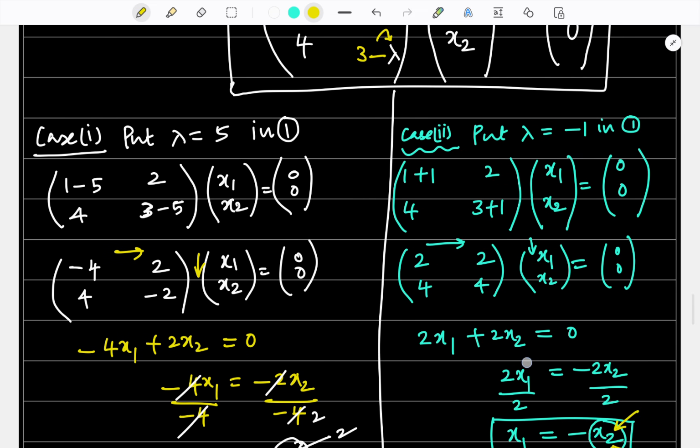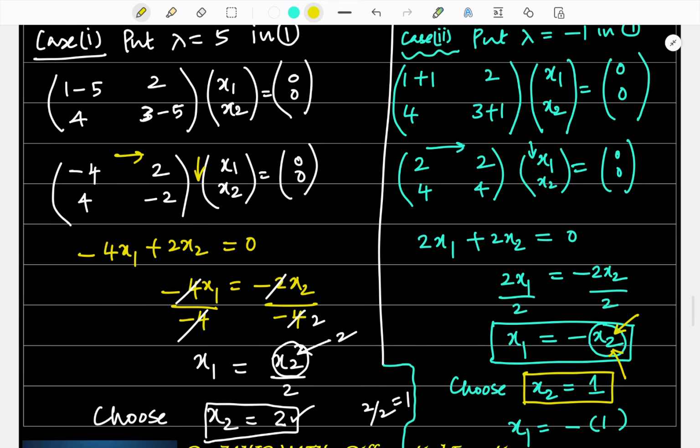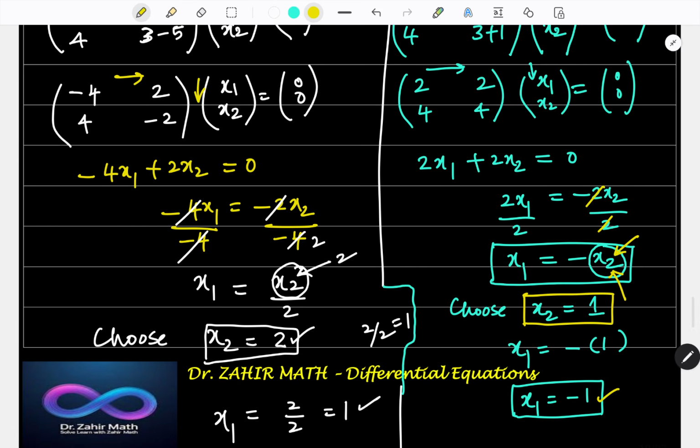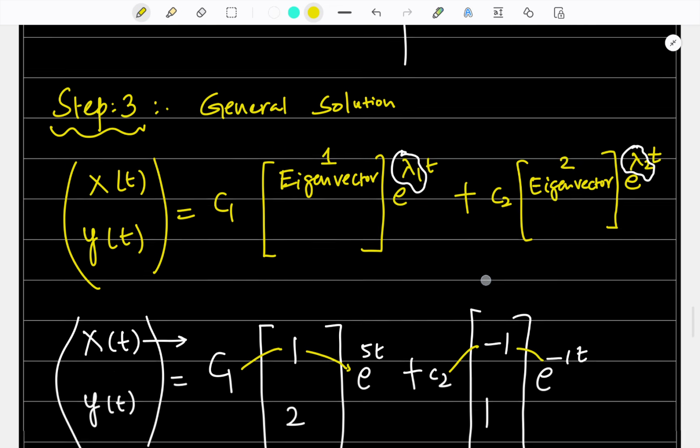So 2x1 plus 2x2 equals 0. I'm just checking because I felt something was wrong. So 2x1 is equal to negative 2x2, it's going to that side, and then I divide by 2 on both sides. So I get x1 equals negative x2, as the 2 cancels. So I choose x2 equal to 1, and then x1 is minus 1, so I get the vector minus 1, 1, correct, yes.